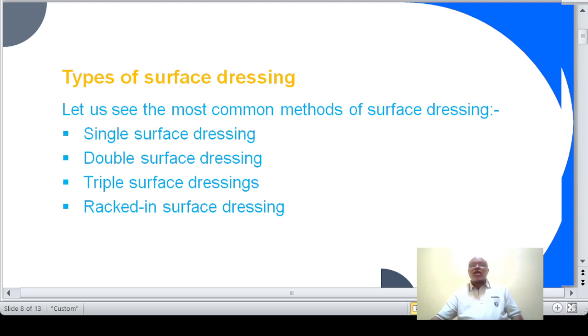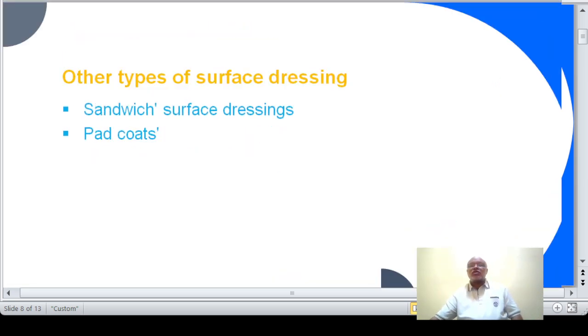The other types of surface dressing are sandwich surface dressing and pad coats. Sandwich surface dressings are principally used on existing binder-rich surfaces, and sometimes on gradients to reduce the tendency for the binder to flow down the slope.